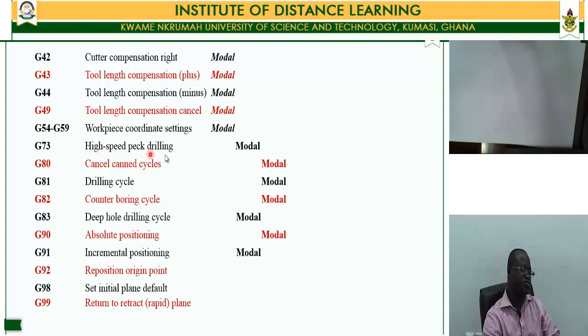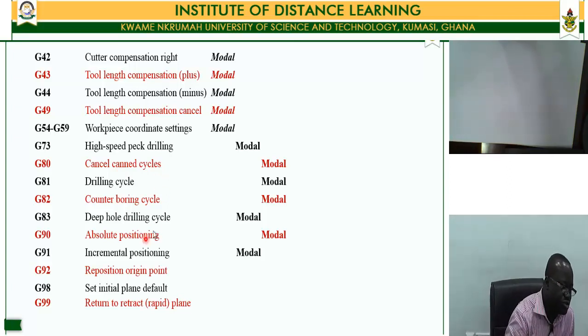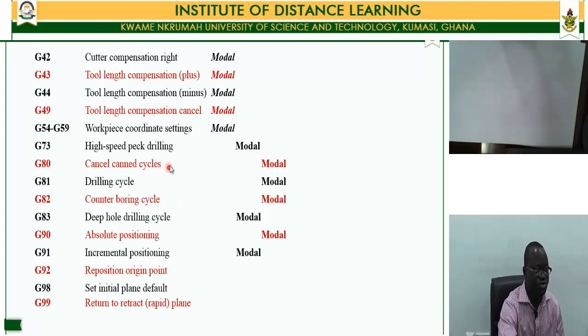Then we have the tool length compensation, tool length compensation plus, and tool length compensation minus. Which we are going to describe very shortly and show some videos of it. Then we have tool length compensation cancel. Then we have work coordinate system, coordinate setting. We have high-speed peck drilling cycle. We have the cancel cycles. All the drilling cycles are basically called CAN cycles.